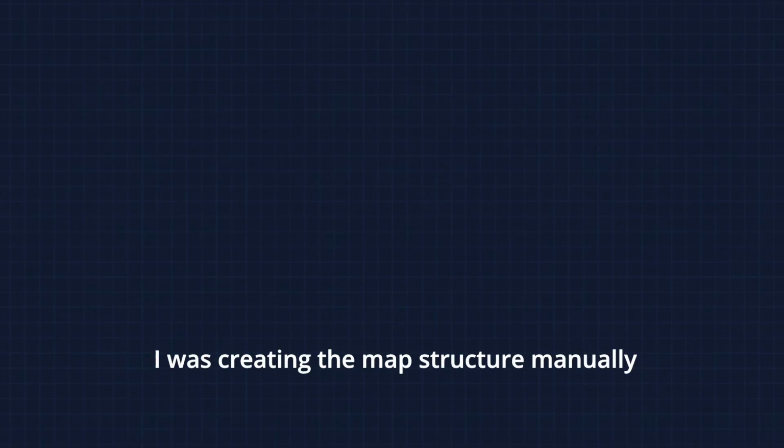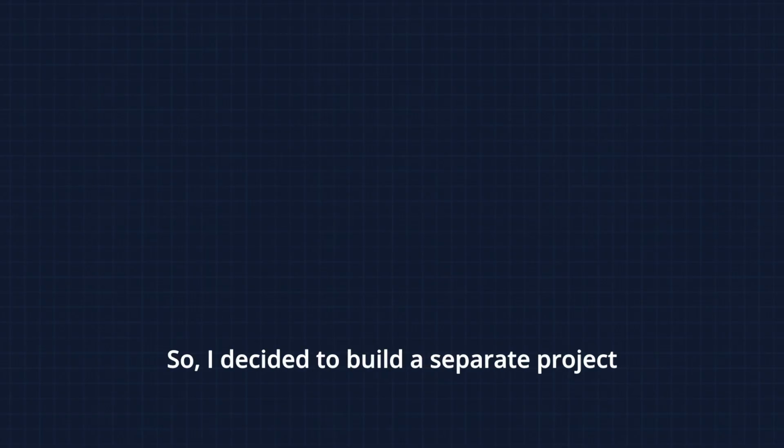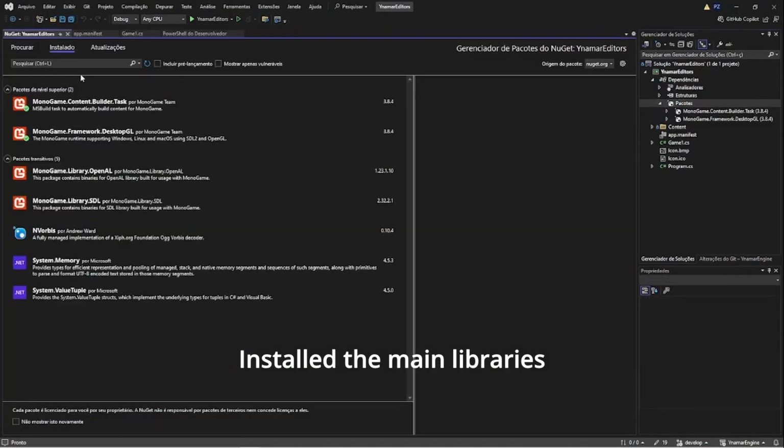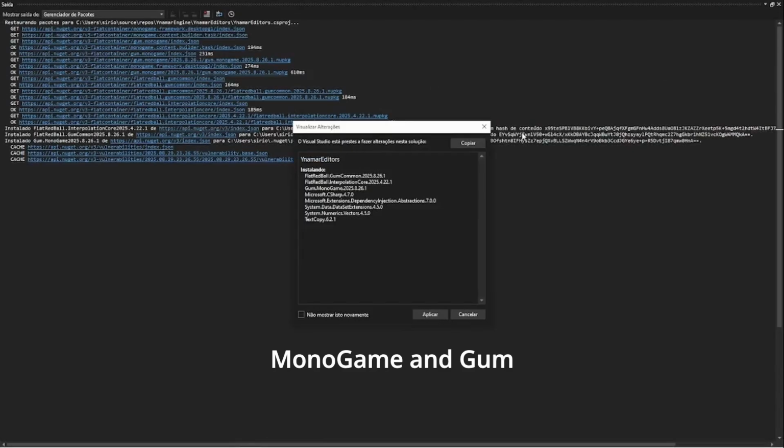So, how did I start? At first, I was creating the map structure manually, directly in code, which quickly became painful. So, I decided to build a separate project, the engine editor. Installed the main libraries, MonoGame and Gum.